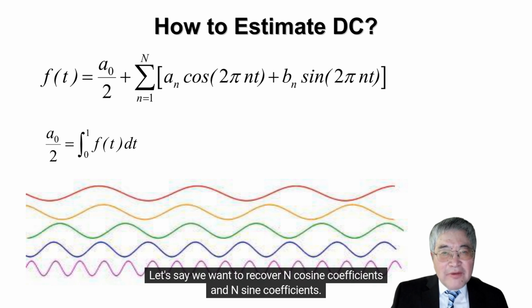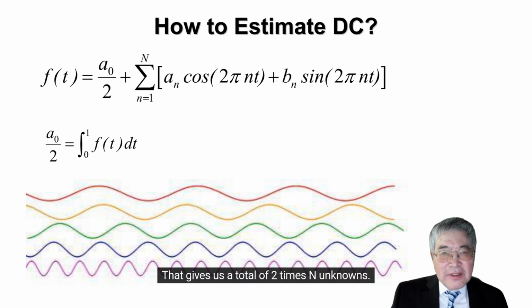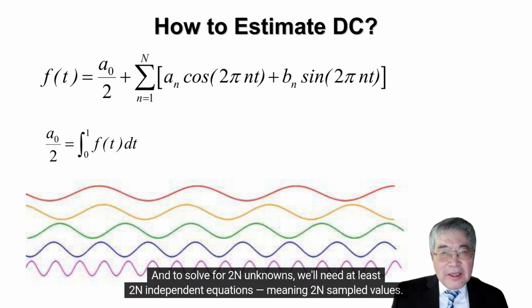Let's say we want to recover n cosine coefficients and n sine coefficients. That gives us a total of 2 times n unknowns. And to solve for 2n unknowns, we'll need at least 2n independent equations, meaning 2n sampled values.